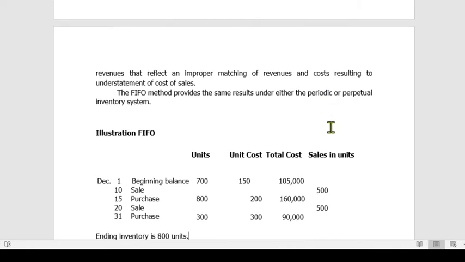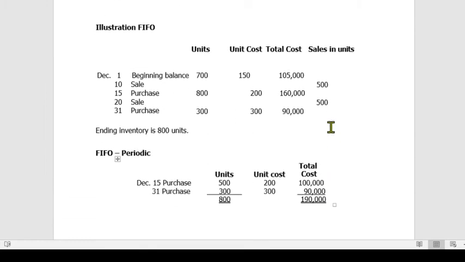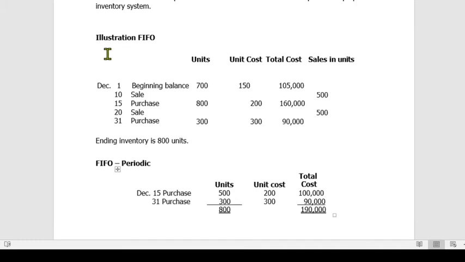Okay, let us illustrate the concept of the first in, first out method using this assumption. The illustration is, binigyan ka ng number of units, the unit cost, the total cost, and the sales in units. So on December 1, meron kang beginning balance na 700 units. Ang unit cost niyan, 150. 700 times 150 is 105,000. That is the total cost, beginning inventory mo, na naka-reflect sa iyong financial statement.